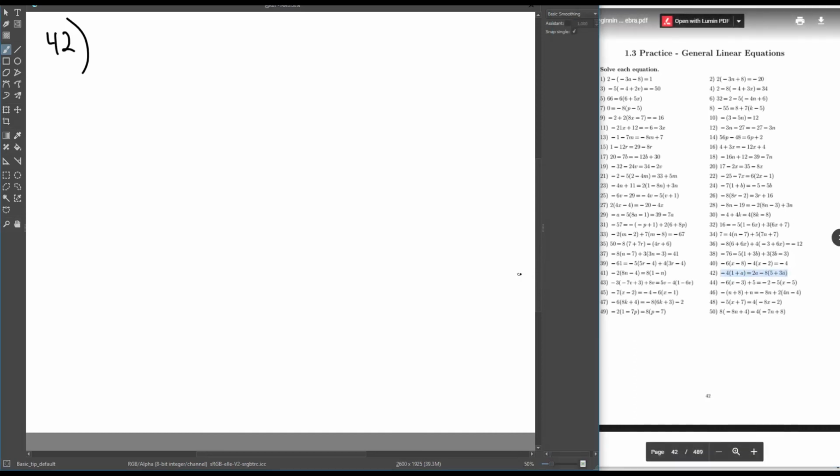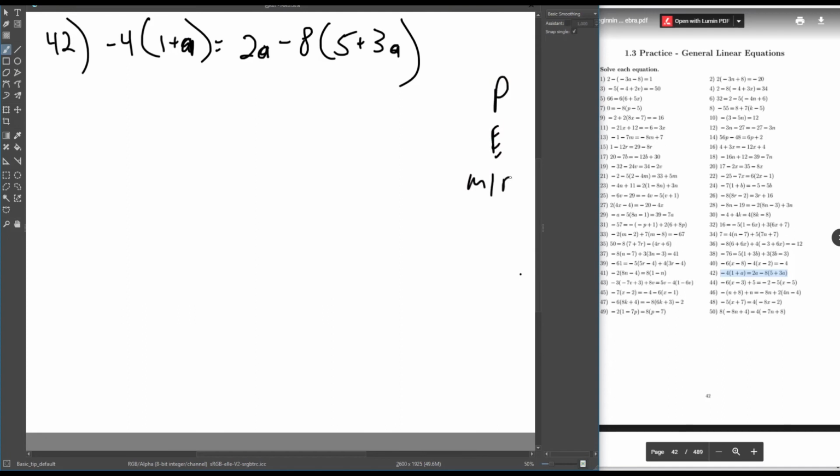All right. Minus 4 times the quantity 1 plus a equals 2a minus 8 times the quantity 5 plus 3a. Here. Let's make this nice. All right. Parentheses, exponents, multiplication and division, addition and subtraction. Are there any parentheses? Yes. Can I add 1 to an apple? No, you can only add apples with apples. How about 5 plus 3 apples? No, that doesn't work either. Only like terms. So, boom.